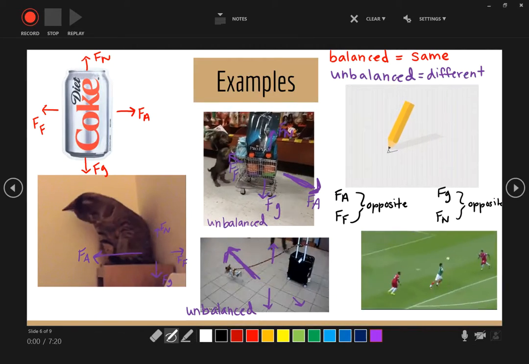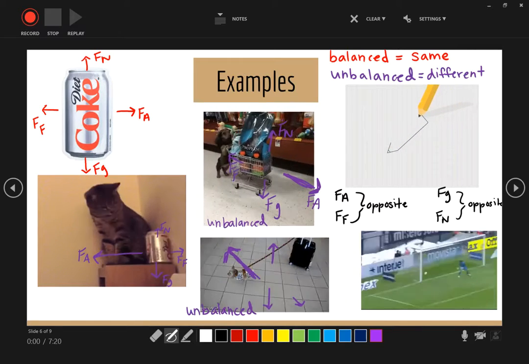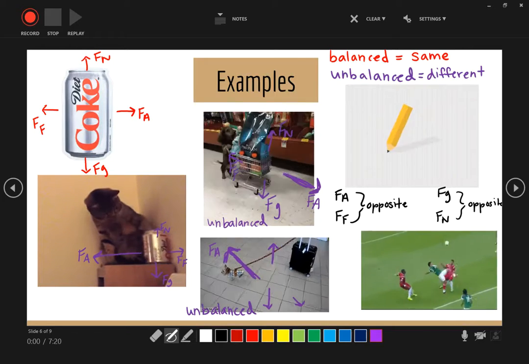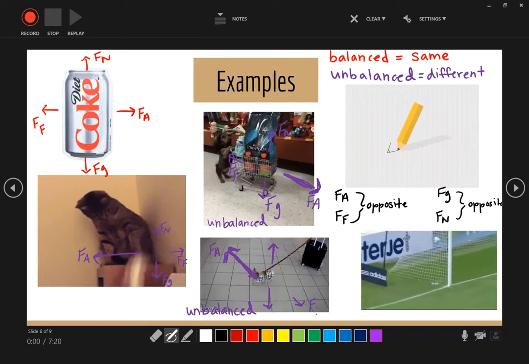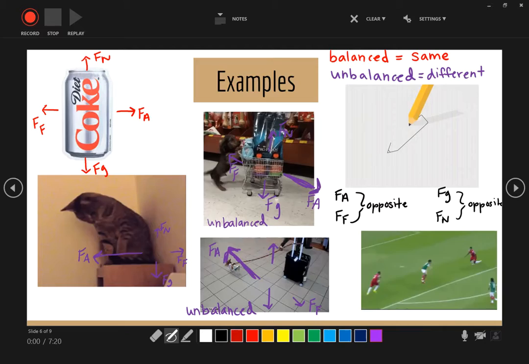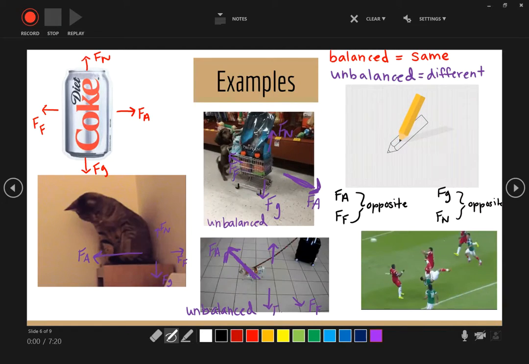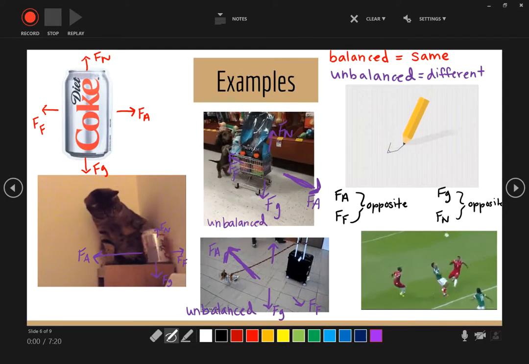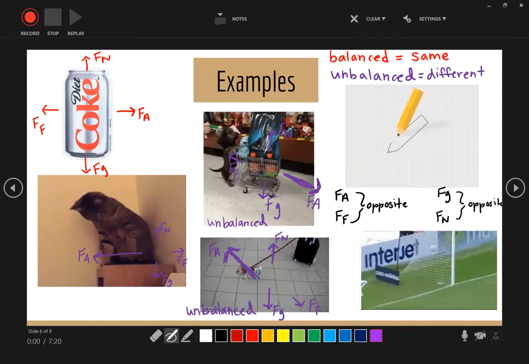So what force is winning? The force applied. What force is always opposite applied? That would be friction. What force is always pulling us down? That's force gravity. And what is always opposite of force gravity? Force normal.